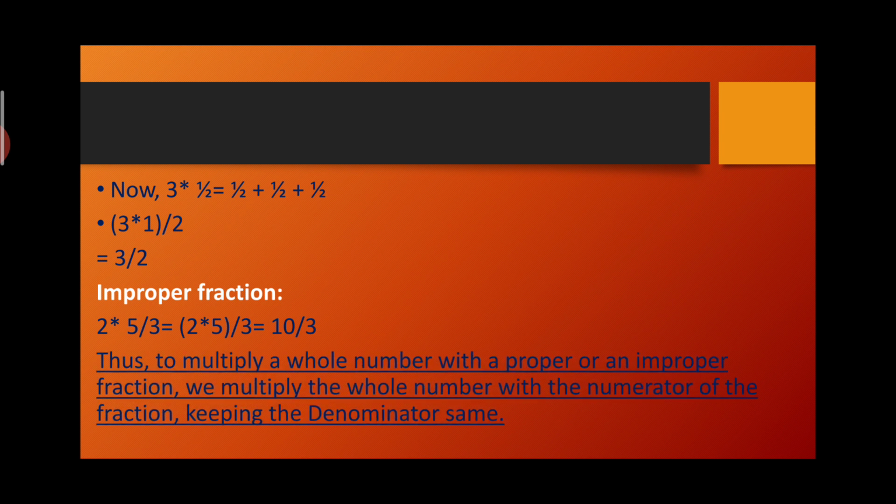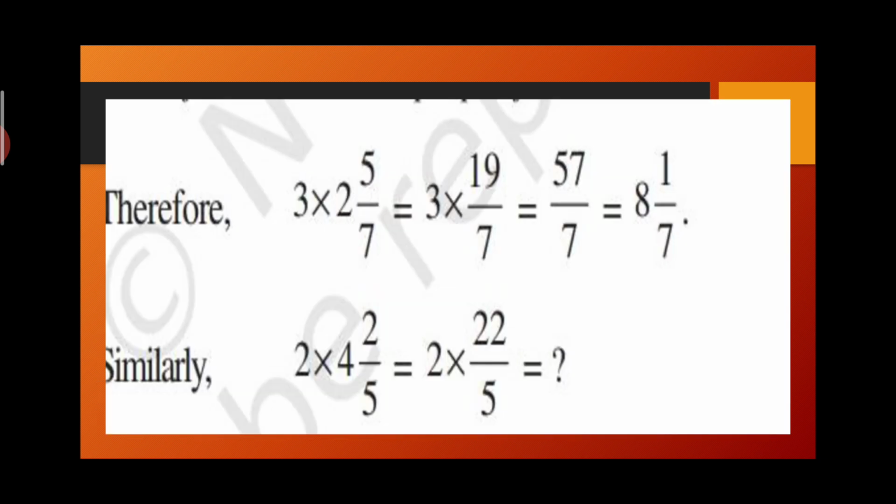So I have written here, thus to multiply a whole number with a proper or improper fraction, what we have to do is multiply the whole number by the numerator of the fraction, keeping the denominator the same. You just have to note this point in your notebook with these examples. Now moving on, there is another example.